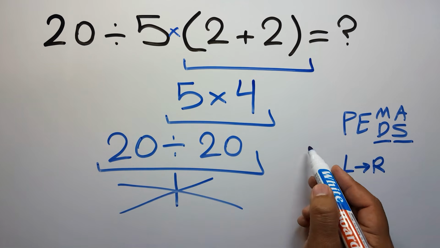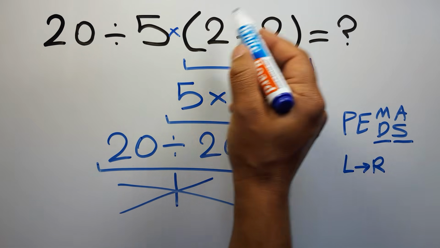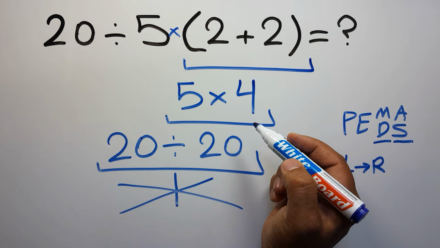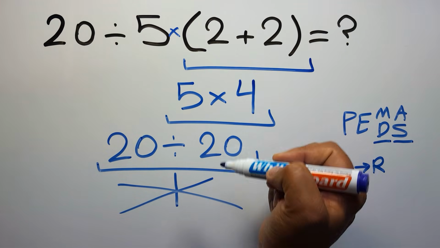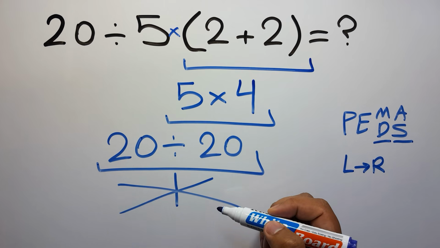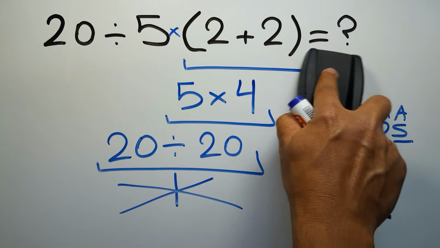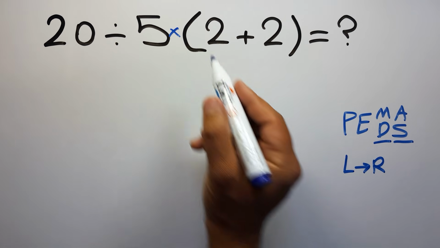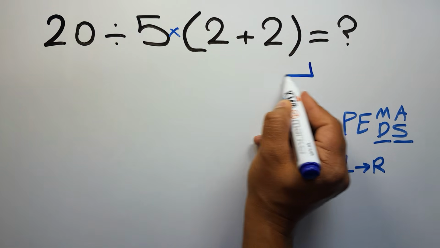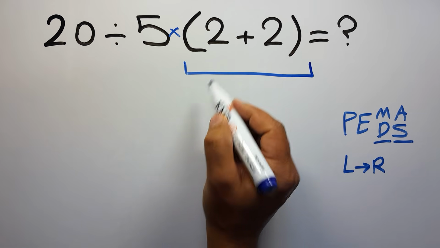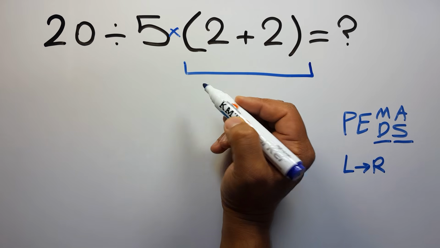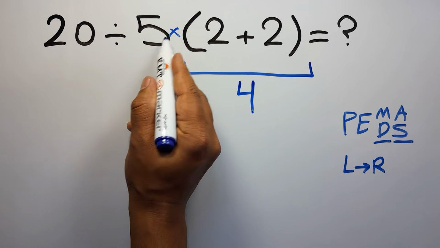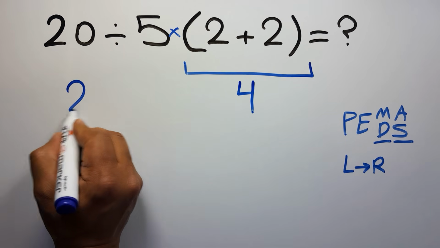Okay, so according to PEMDAS, first we have to do this parentheses, then this division, and finally this multiplication. If we do this multiplication before this division, it is wrong. So first we have to do this parentheses. Inside this parentheses we have 2 plus 2, which gives us 4. So 20 divided by 5, then times 4.